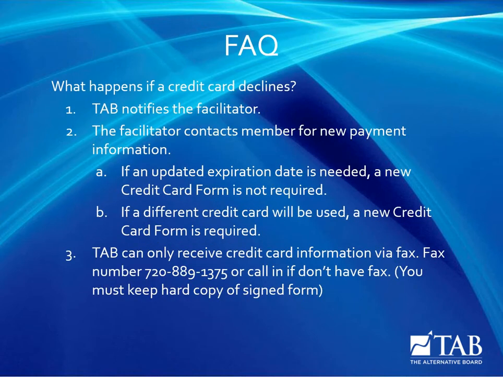If we process a credit card and it declines, we notify the facilitator. You would contact your member for new payment information. If it's just a credit card expiration update, you can email that information to us. If it is an actual new credit card, we must receive a new credit card form that must be faxed or called into us, and the reason is that we need to be PCI compliant.